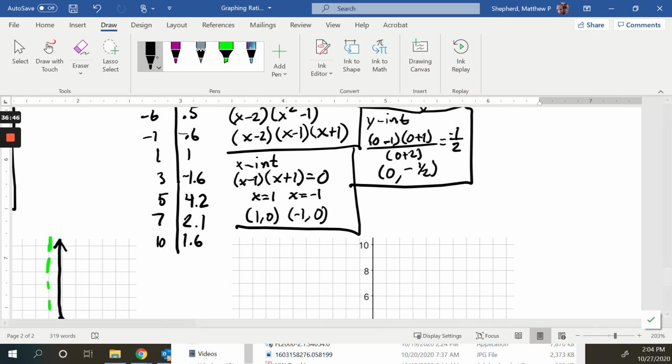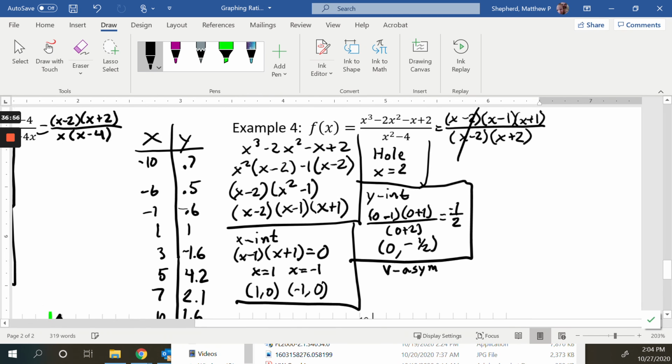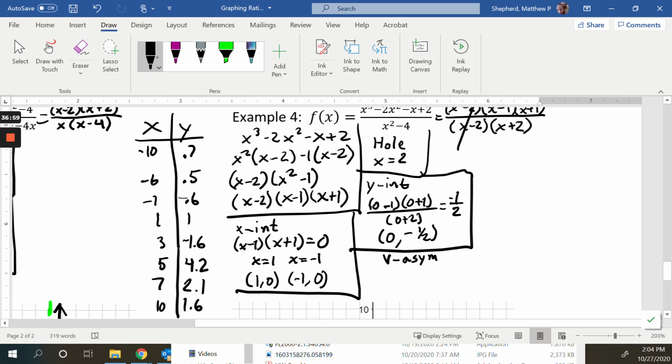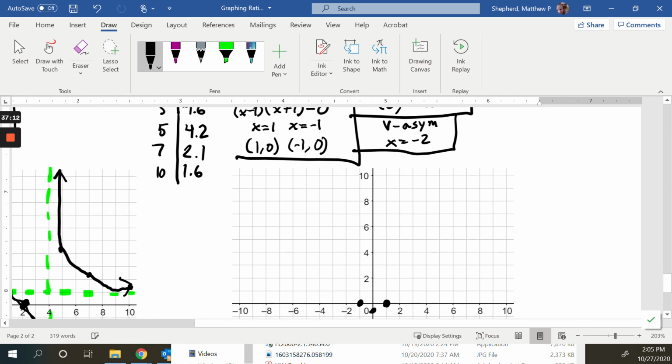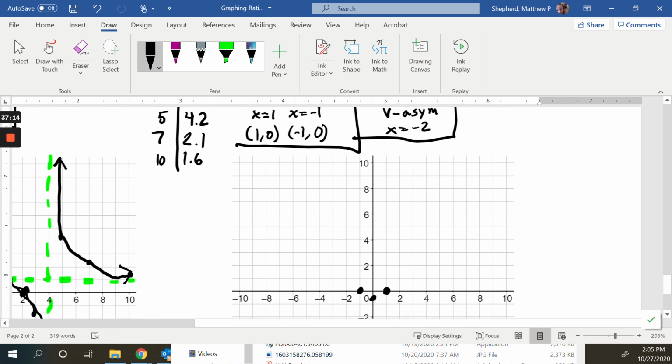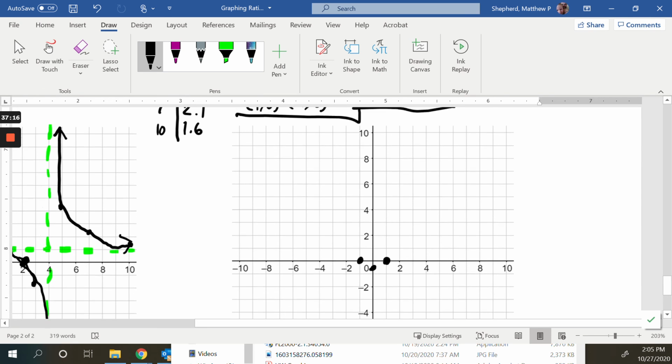Okay, so after that, let's start looking at our asymptotes. So the vertical asymptote is where our denominator is going to equal 0. And we already eliminated the x minus 2, so just the x plus 2. So when x plus 2 is equal to 0, that's when x is equal to negative 2. So there's our vertical asymptote. We'll be at negative 2.